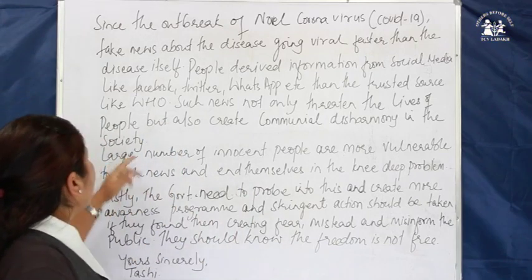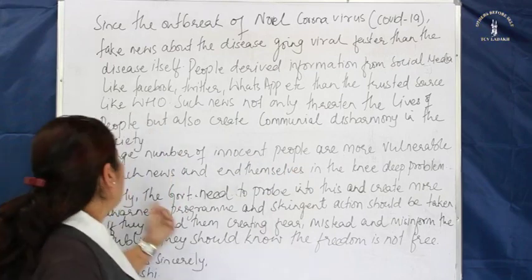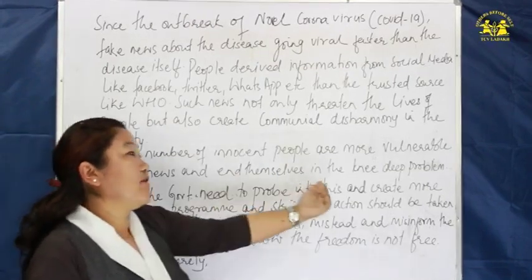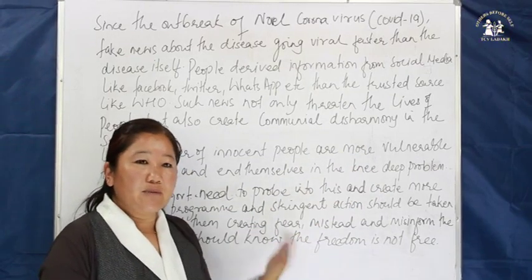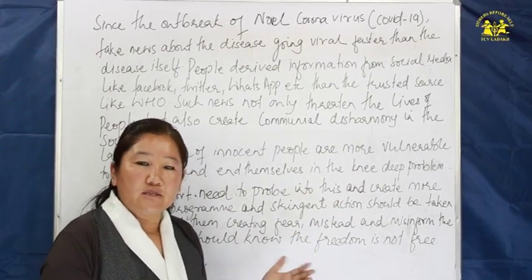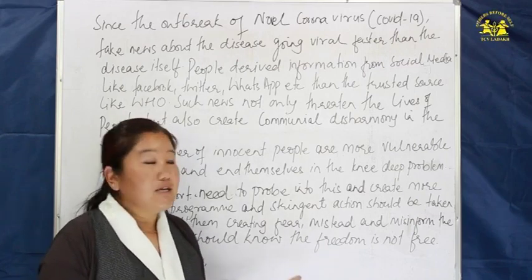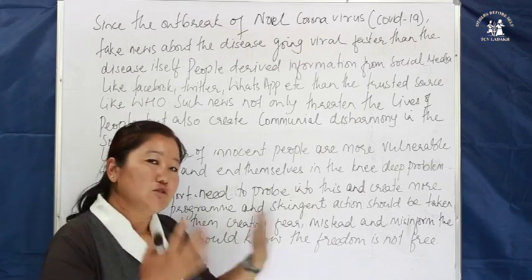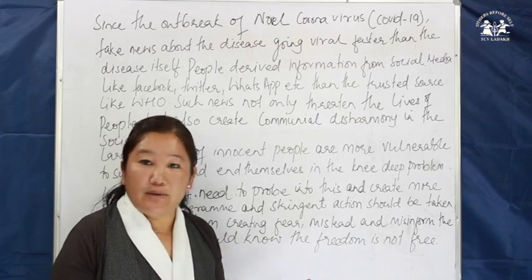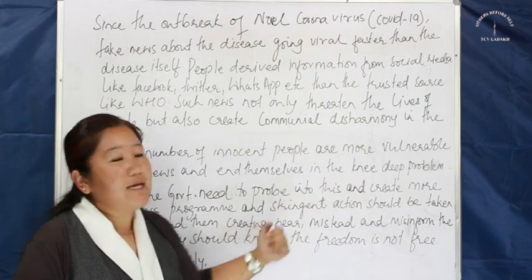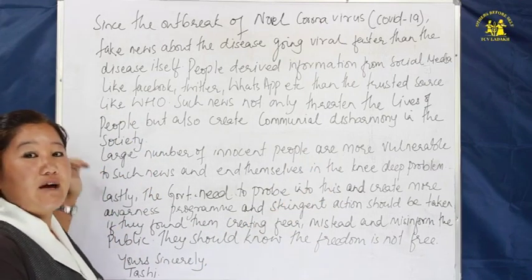Okay, now, in the next paragraph: a large number of innocent people are more vulnerable to such news and find themselves in knee-deep problems. There are some people who are misinformed or misled and are not very well educated. So they listen to such news and become victims of depression. Such things should not be happening in the society. So these are the main 2 paragraphs of the body.